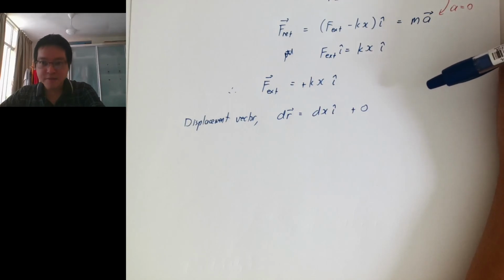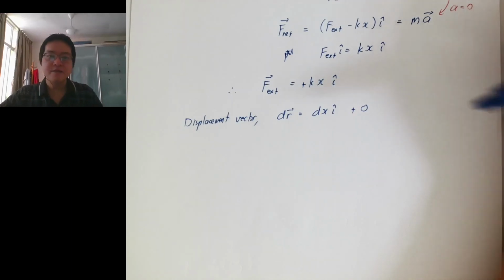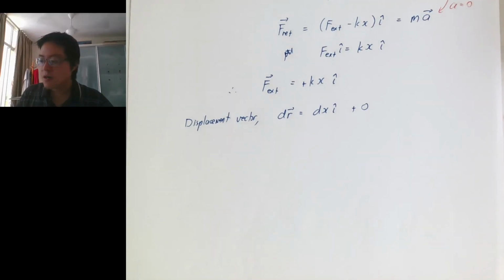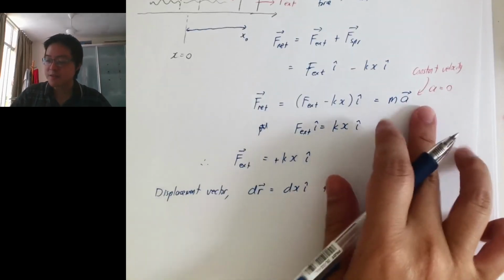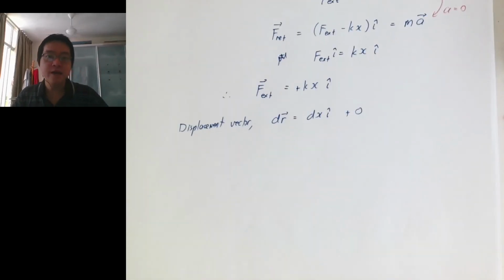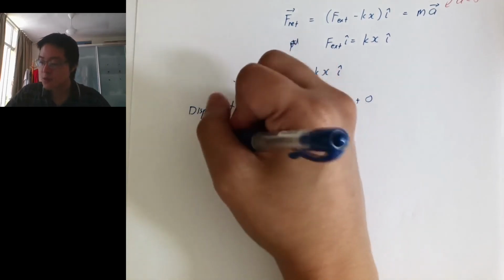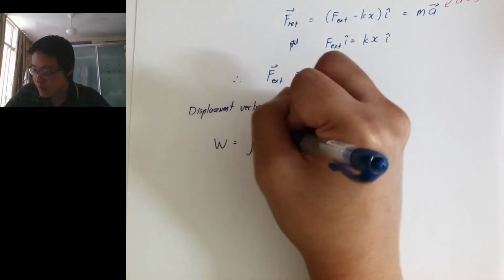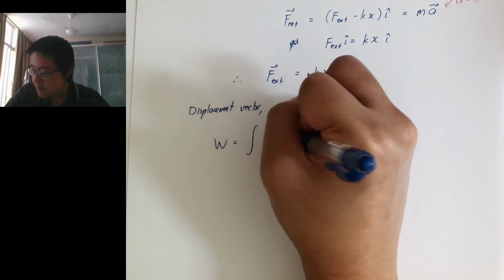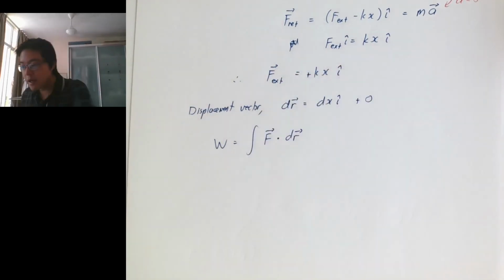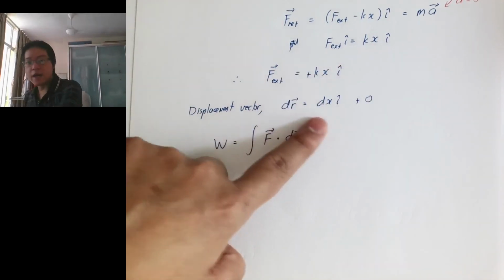Yes, correct, because ma is 0 and it's moving at constant velocity. So now we agree that with constant velocity we got this formula, and then we calculate the work done. The work done, we follow the formula exactly as it is, F dot dr. So I got my F here and I got my dr here.